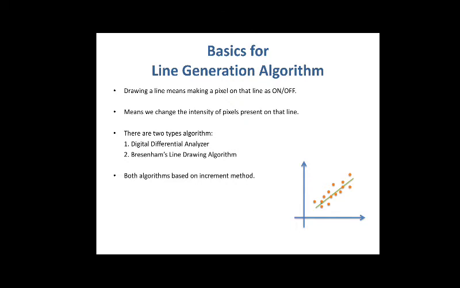If you are coloring the line, you are changing the intensity of the pixels present on that line. There are two types of line generation algorithm: the digital differential analyzer, also called DDA, and Bresenham's line drawing algorithm. We will see these algorithms in the next lecture. We are now just learning the requirements for DDA and Bresenham's. Both algorithms are based on the increment method, which means you are always incrementing your x and y coordinates. You can see the line is drawn from different sample points, and this line should be drawn by some algorithm, which we have to see.